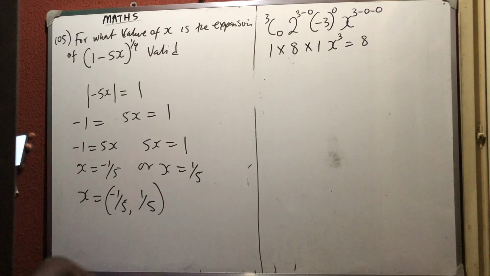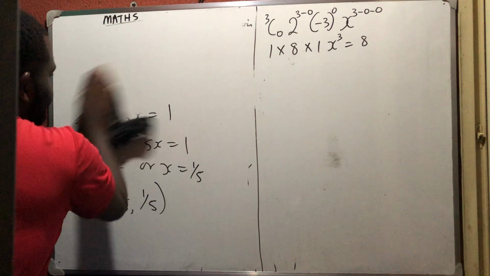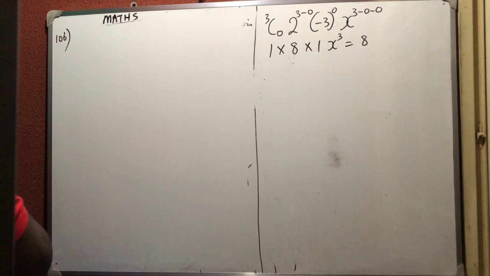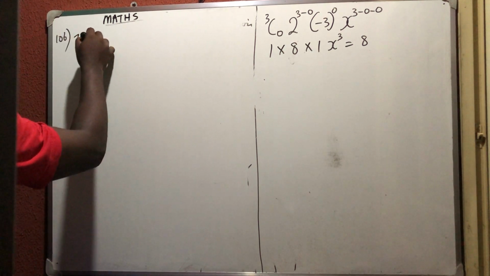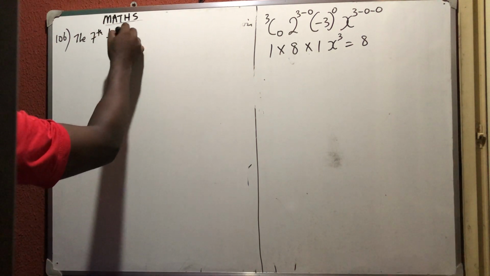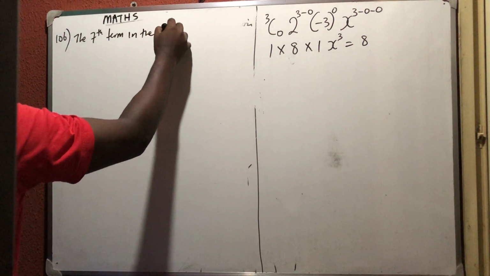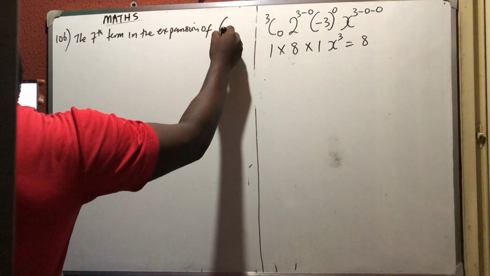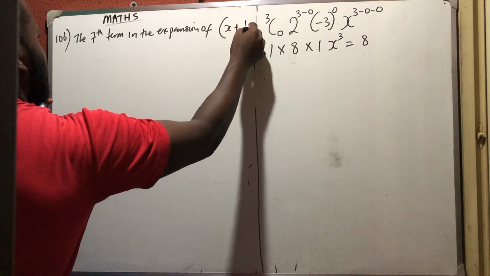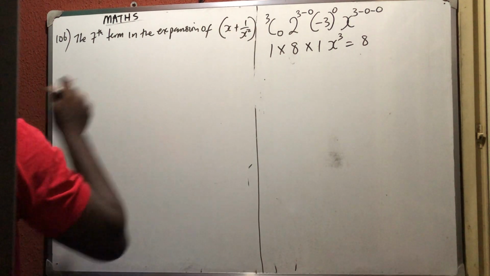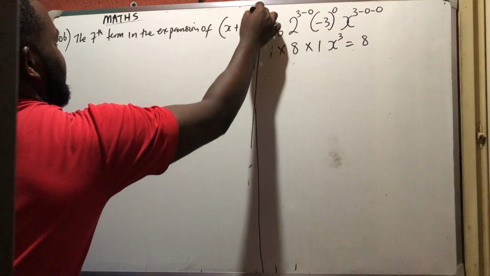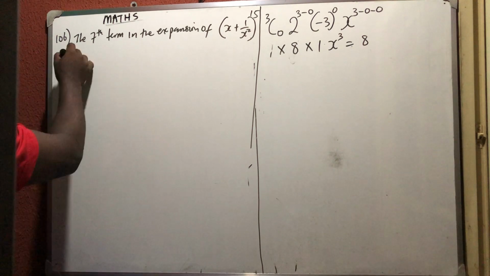So that is that. Question number 106. So question number 106 said, the seventh term in the expansion of x plus 1 over x squared all raised to power 15 is dash.